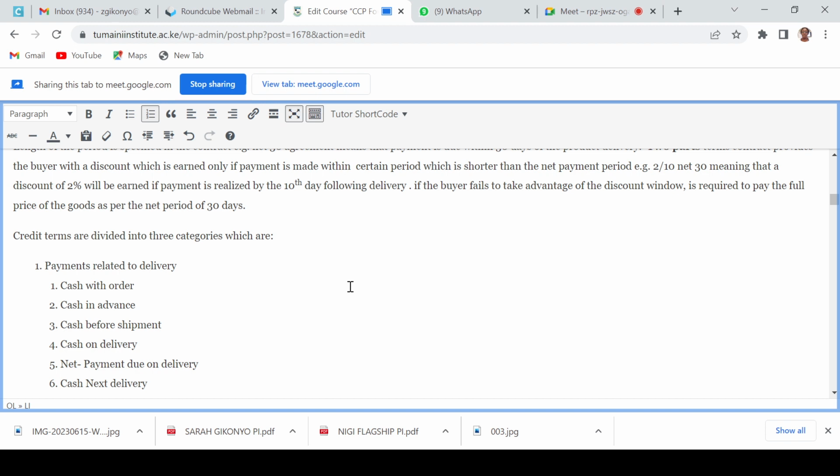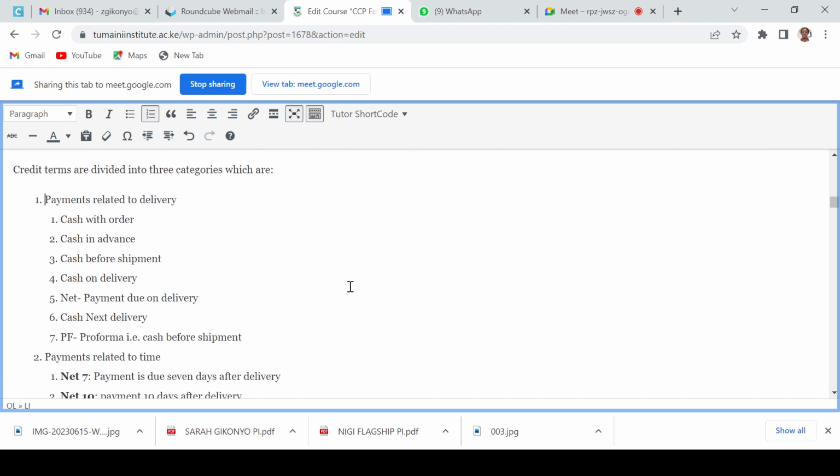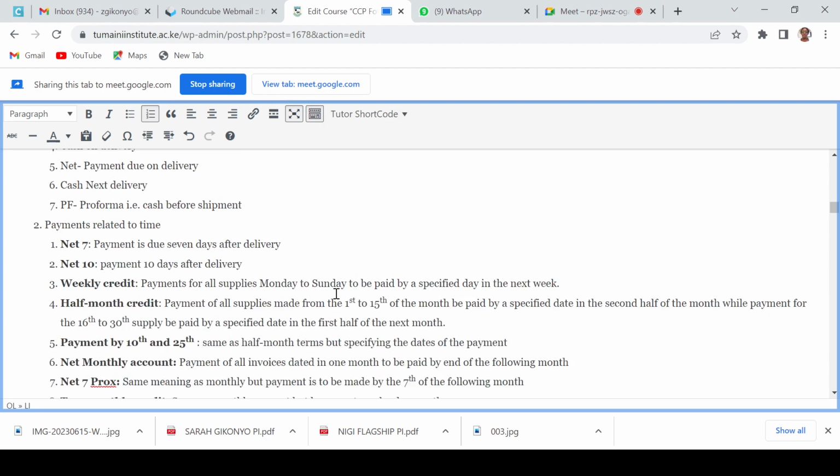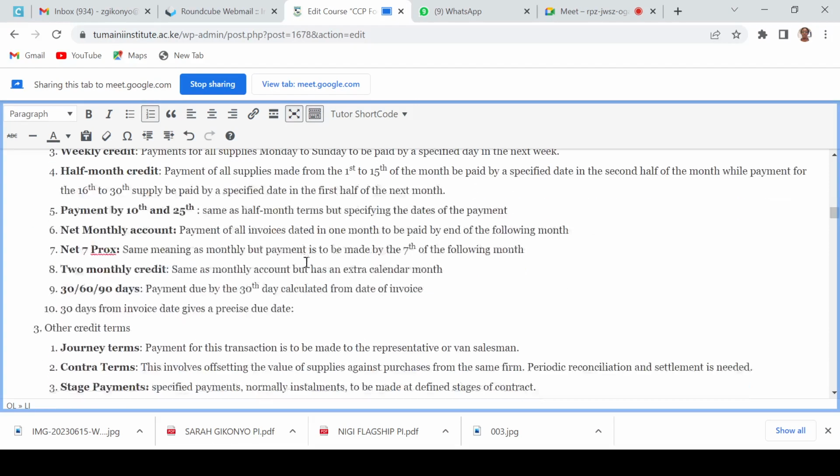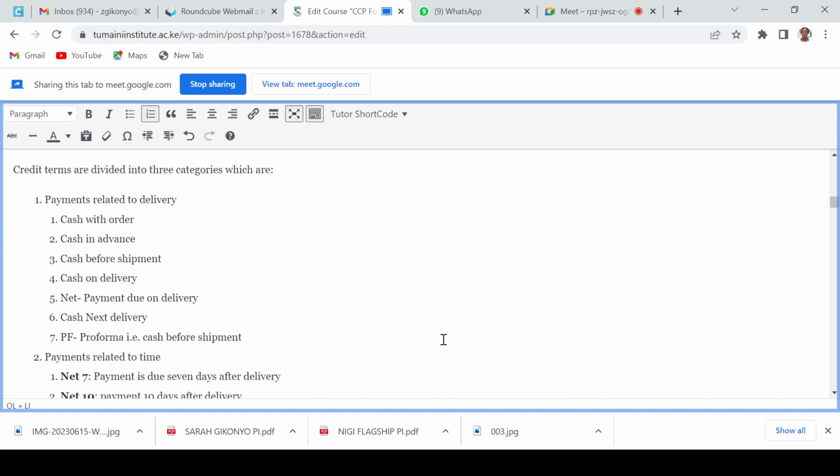One, it is those payments that are related to delivery. So utapata huyo trader kuna vile ameandika, anasemanga cash with order ni those are payments related to delivery. Hiyo classification nyingine ni payments related to time. Alafu kuna others credit terms. So tutaanza na hii payments related to delivery.